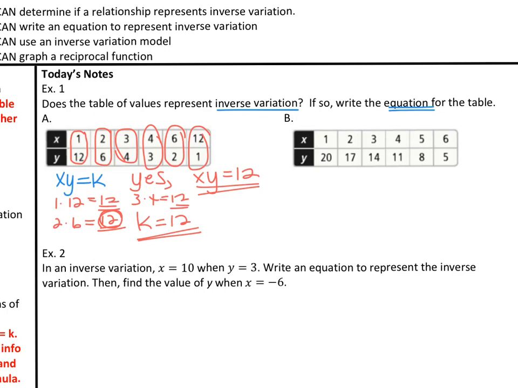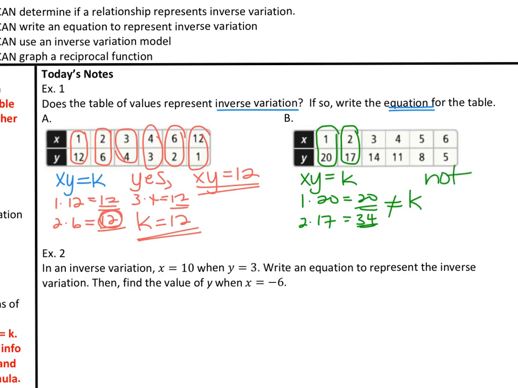Over on the right, let's try another model. We have a column of x's and y's, and we want their product to stay the same. If we take that first product of x times y, obviously 1 times 20 will equal 20. But in that second example, we have 2 and 17. 2 times 17 equals 34, which is different than 20. So they don't equal the same constant. Therefore, this is not inverse variation. And if it's not inverse variation, we don't have to write the equation.